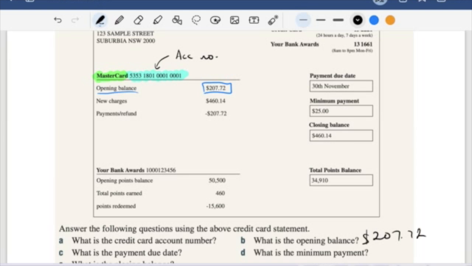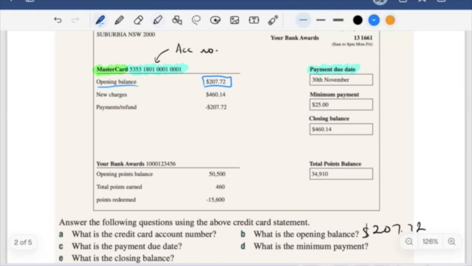$207.72. The payment due date is part C, so we just want to find where the due date is, and I can see it over here. Let's highlight it. We have payment due date. So this is when your payment is actually due, when you have to pay by. So we can write here 30th of November, or 30/11.